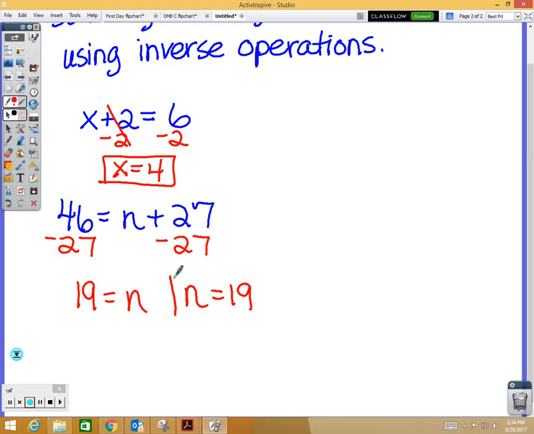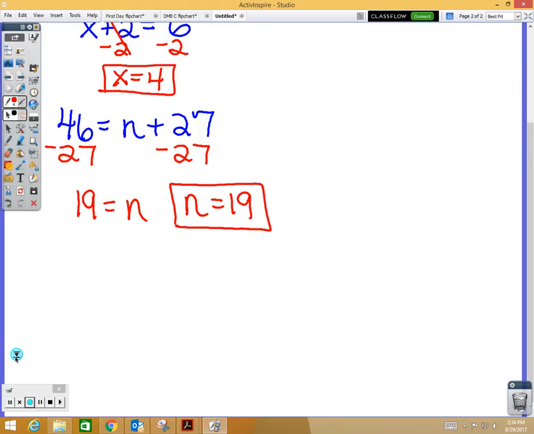I usually like to write it so that my variable is listed first, even if in my equation my variable is on the right. It is not wrong if you write 19 equals n, though. Because remember, we can flip-flop them. It doesn't matter. 19 plus 27 is 46, so I could check my work also.